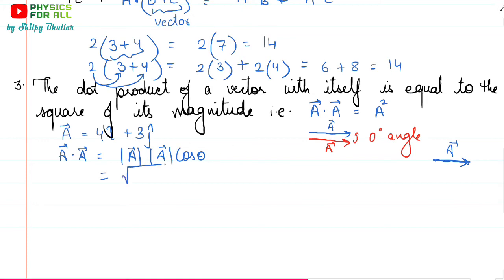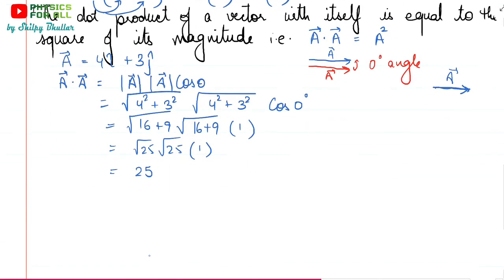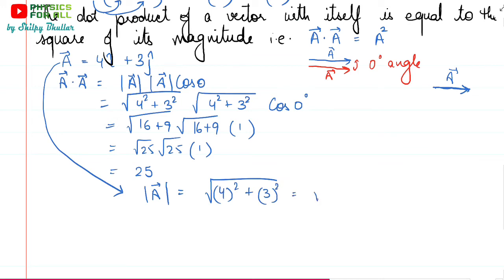And how to find this magnitude? We would write 4 square plus 3 square, and then again 4 square plus 3 square, and then cos 0 degree. This gives us 16 plus 9, 16 plus 9, and cos 0 degree is 1. So we have 25. This is the answer by dot product, and this states that it is directly equal to the square of the magnitude. So what is the magnitude of A? It is the square root of 4 square plus 3 square, that is the square root of 16 plus 9, the square root of 25, which is equal to 5.